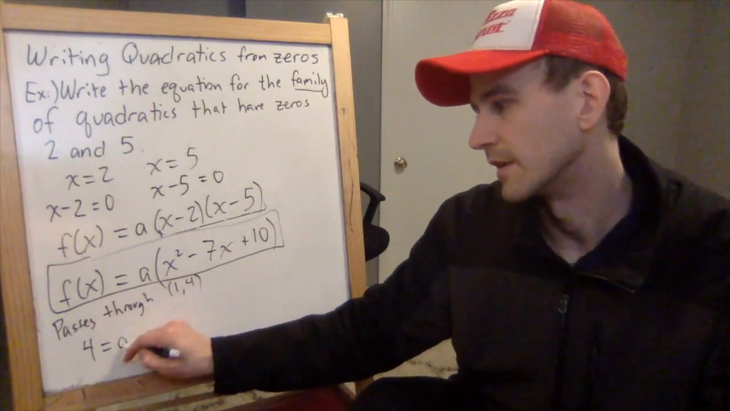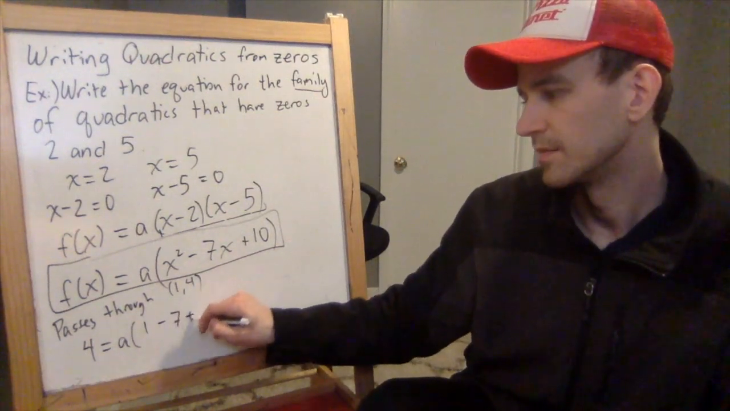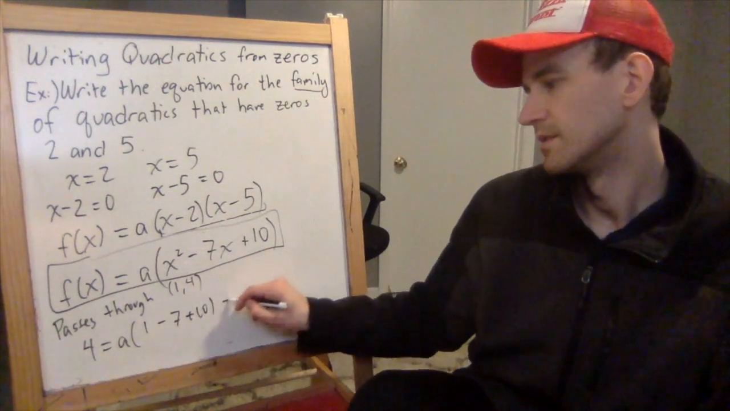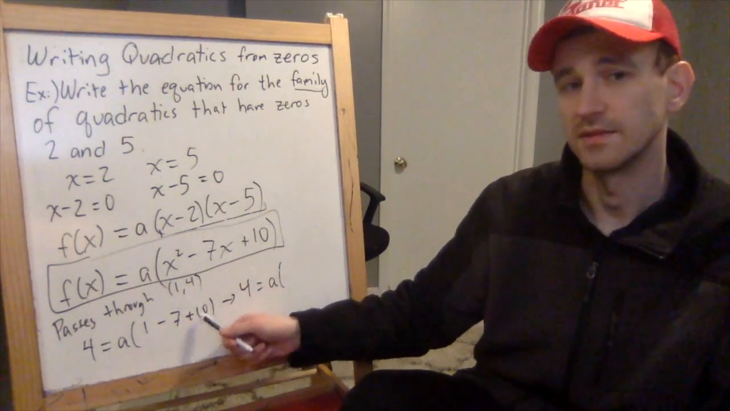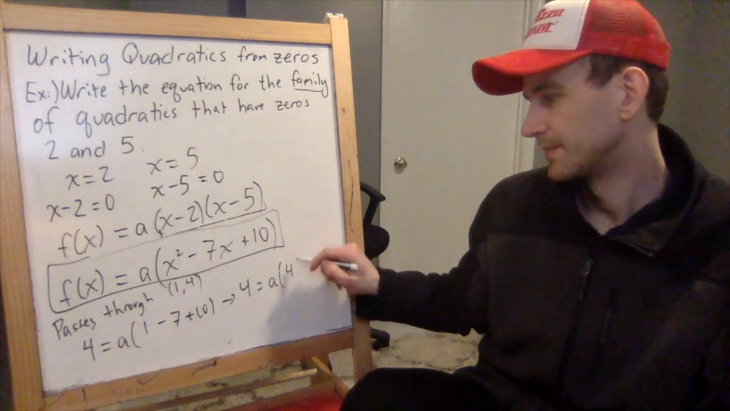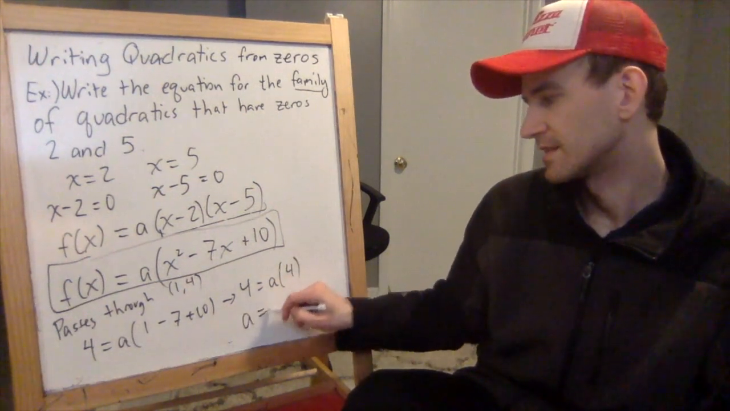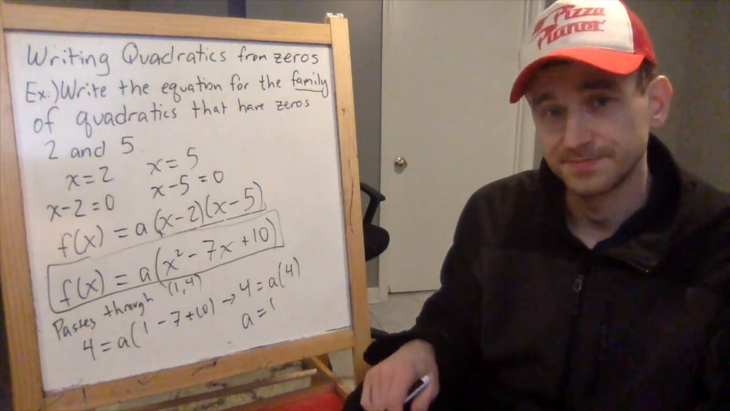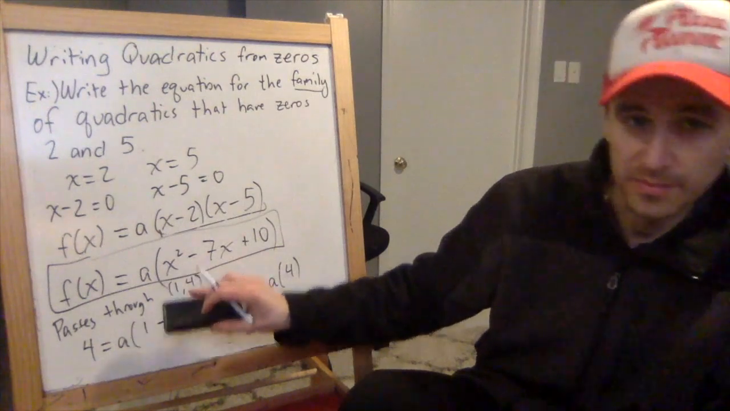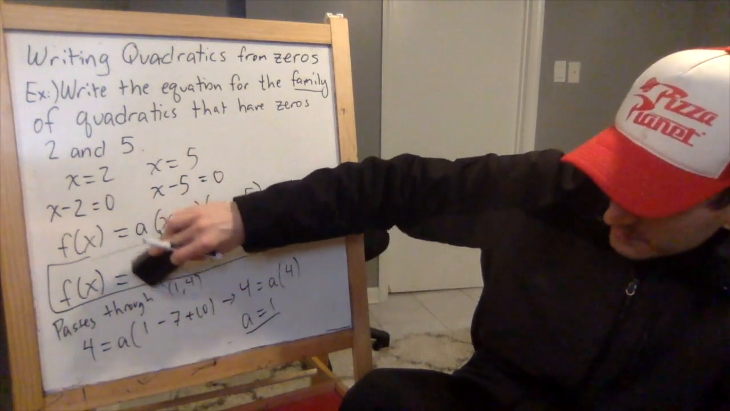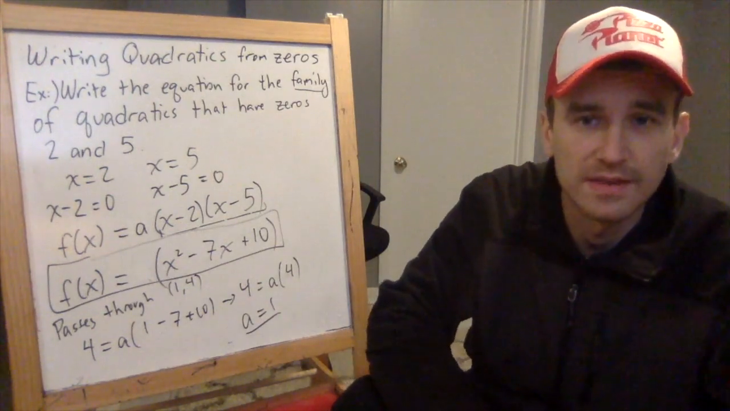So we have 4 equals a times 1 squared is 1, 7 times 1 is 7, plus 10. So then 4 equals a times negative 6 plus 10 is 4. How about that? So in this case, a equals 1. And if a equals 1, then our specific quadratic that passes through the point 1, 4 is just 1 times x squared minus 7x plus 10, which is just x squared minus 7x plus 10.